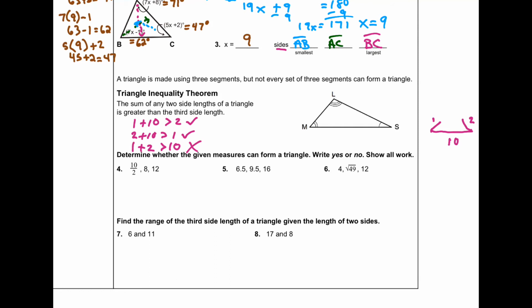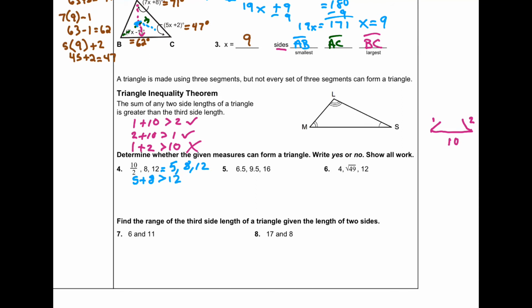For this one, I'm going to do the same thing and check to see if it works. I'm going to do a quick bit of math here and type in my calculator 10 divided by 2, and figure out that this is actually going to be 5, 8, and 12. In order to see if this works, we're going to test all three. So 5 plus 8 is greater than 12.